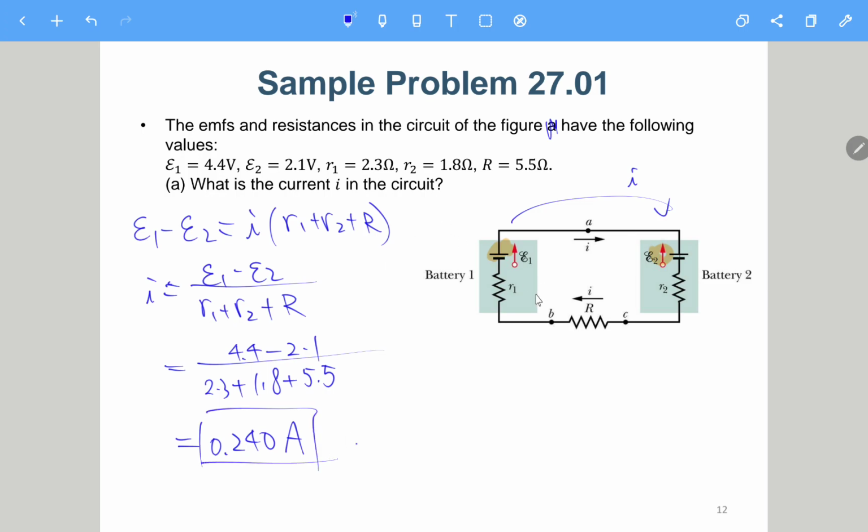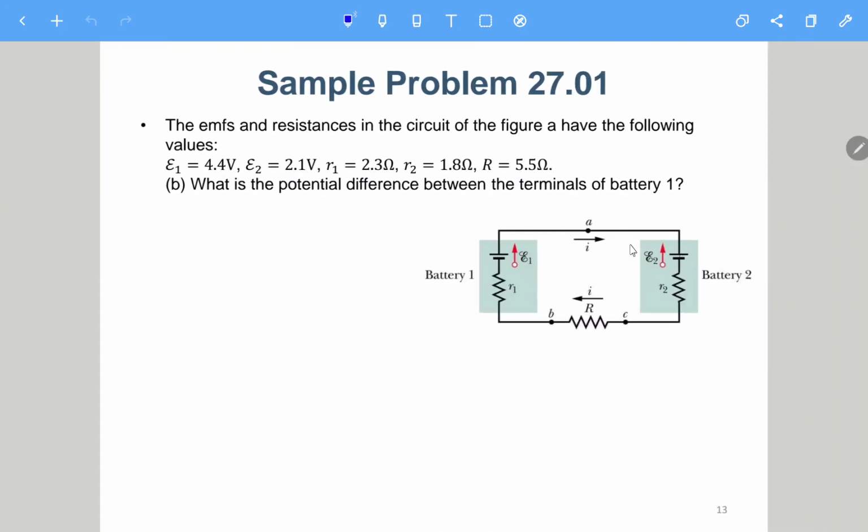We only need to consider the series resistance, which is the sum of the resistances. And there are two EMFs connected in series, so we need to determine whether we should add them together or subtract them. So this is part A.